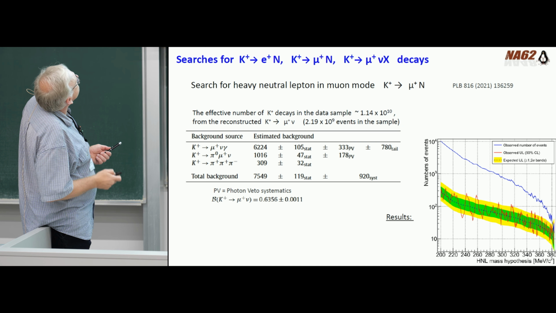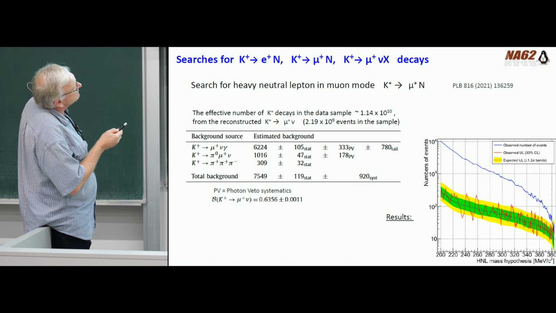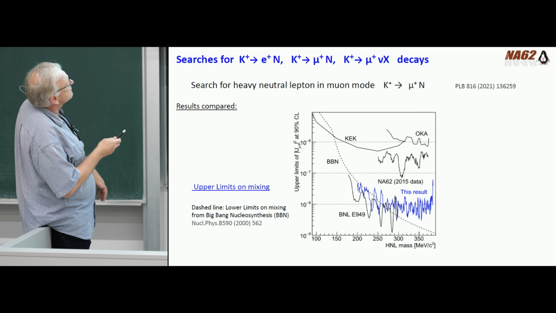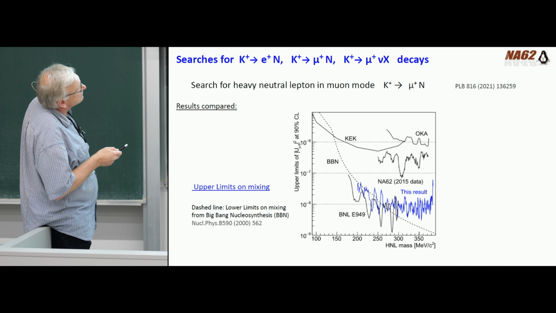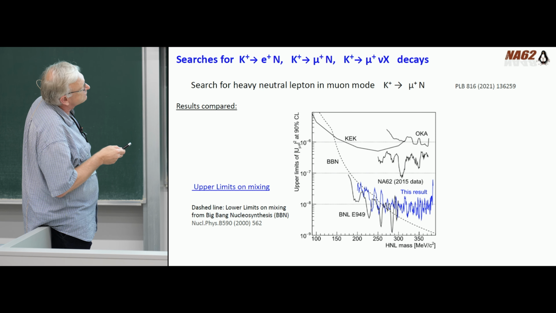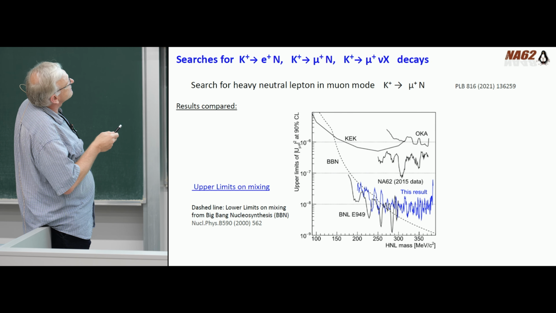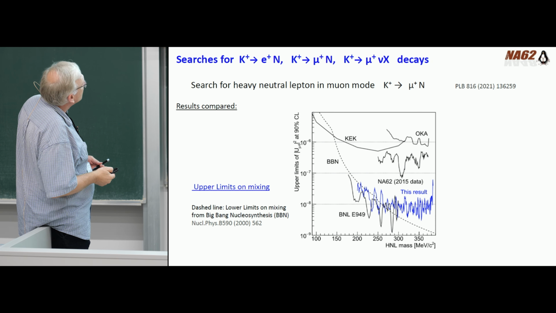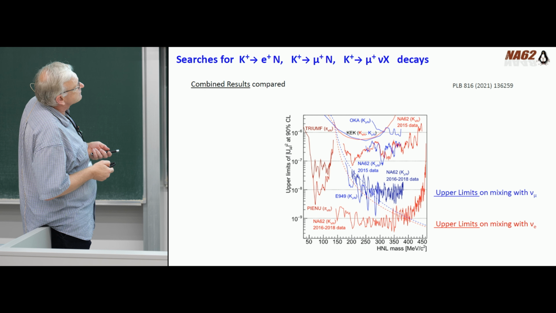This is now some details about the analysis for the decay when there is a positively charged muon instead of a positron in the final state. To save time, I will skip this. This is the result for the muon in the final state. And again, it's more than one order of magnitude improvement over the previous result. And again, the mixing is supposed to be at the level of 10 to the minus 8. This is basically a combination of the previous two plots, so I can skip this.